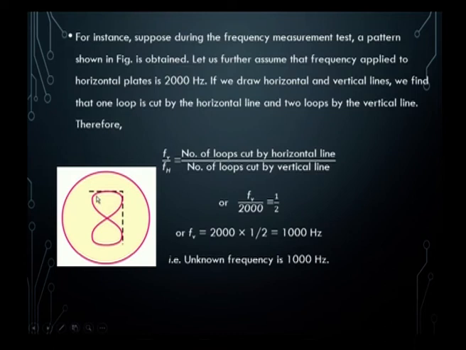If we consider this horizontal and vertical limb having a signal, the signal cut vertically has two loops, and horizontally only one. We substitute this here with the horizontal frequency of 2000. So, we get the unknown frequency equal to 1000 hertz.